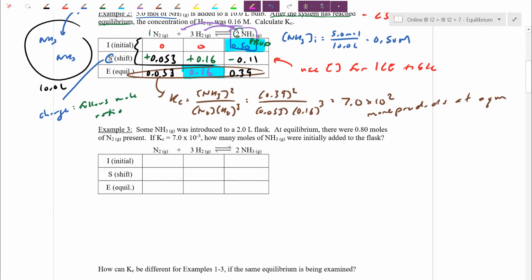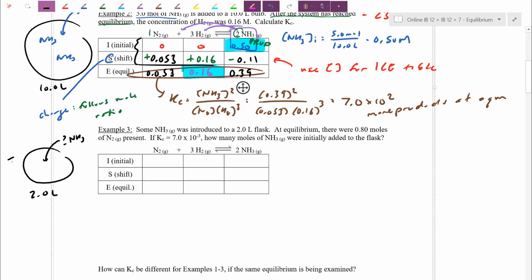All right? So let's see a couple different little shifts of this problem. In this question, some NH3 was introduced to a 2-liter flask. If you can, I would just start off with a picture here. So I start off, I add a question mark amount of NH3. At equilibrium, there were 0.80 moles of N2 present. So that's the initial. At the end of the day, we actually have 0.80 moles of N2.